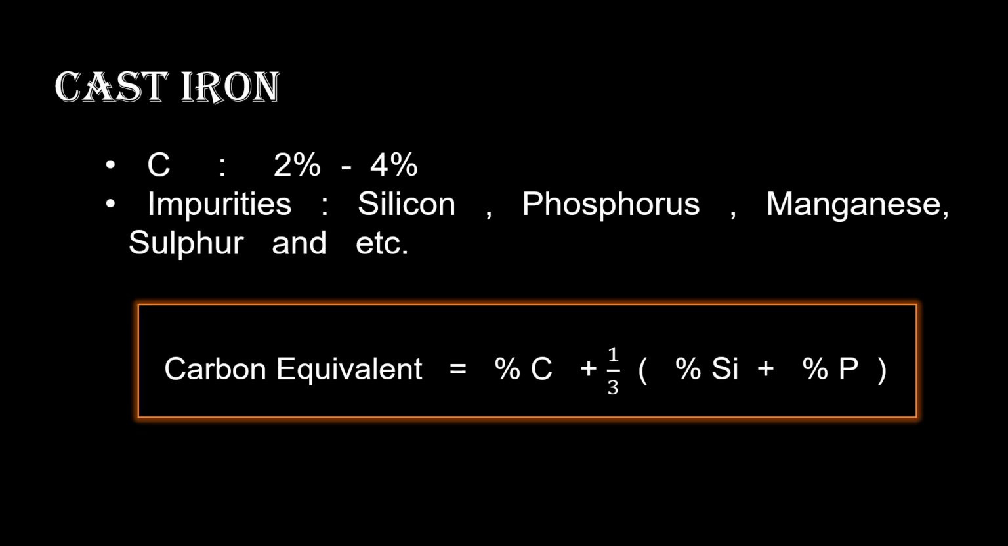Cast iron is also an iron-carbon alloy, which contains 2 to 4% of carbon with a small amount of impurities. Since silicon and phosphorus are found to have a similar effect to carbon in cast iron, the amount of carbon is expressed by the carbon equivalent value. This is the equation we use to find the carbon equivalent value. In cast iron, new phases will appear according to the effect of impurities. At higher carbon percentages, it is favorable for carbon to appear in graphite form.